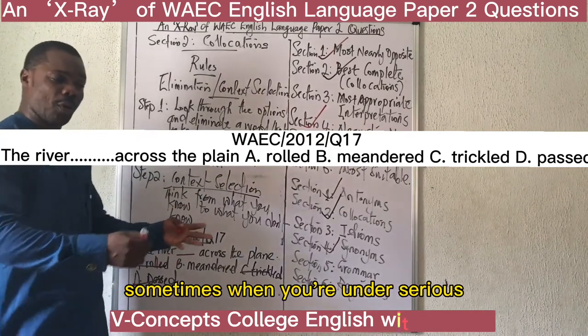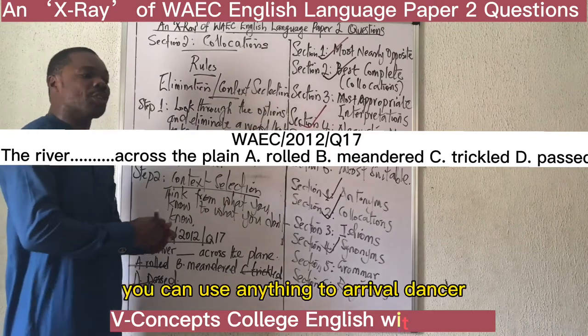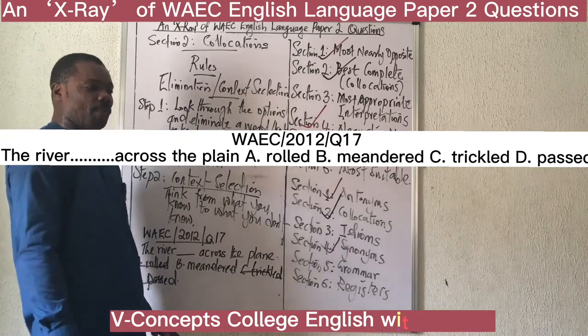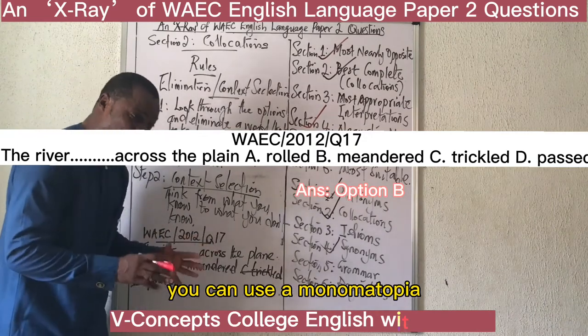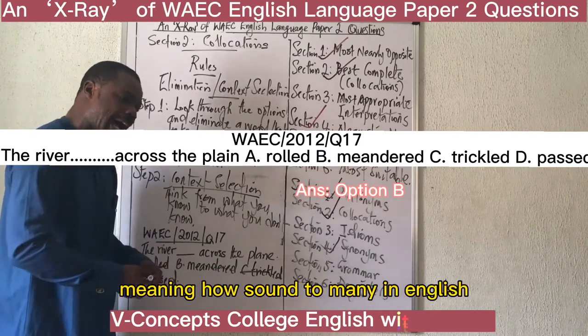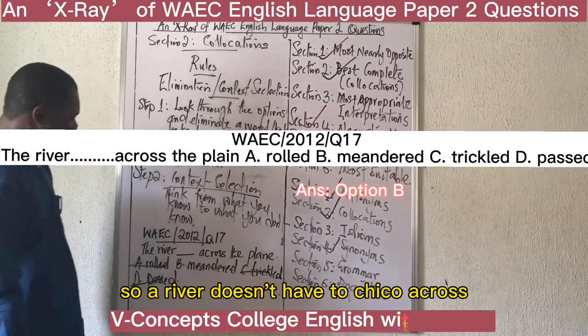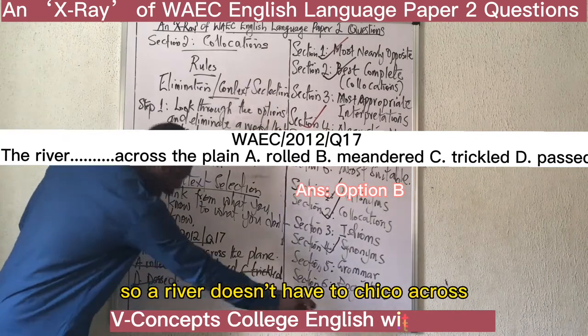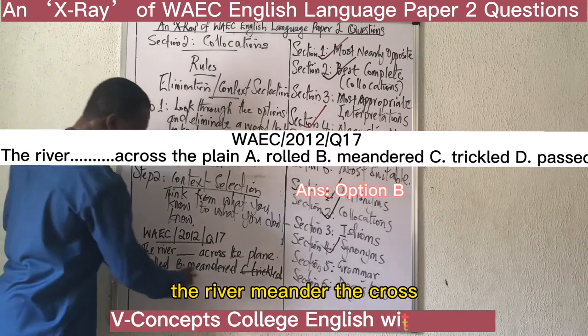Sometimes, when you're under serious examination or tension, you can use anything to arrive at the answer. So, trickled, a river doesn't have to trickle. Onomatopoeia is using sound to know meaning, how sound relates to meaning in English. That's essentially in literature. So a river doesn't have to trickle across. But you say, a river meandered across.